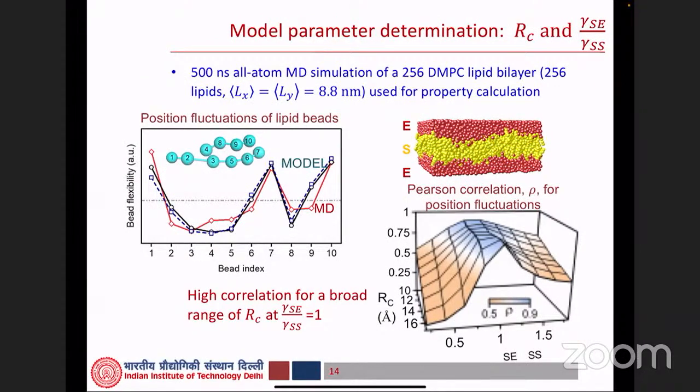For RC, the cutoff distance which we take for bead interactions, we see that it is a very broad range. We take a value of 10 angstrom, but 10, 12, and 14 work almost similarly.